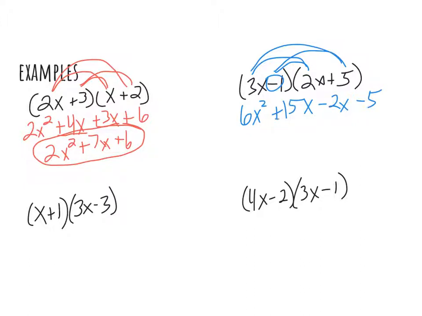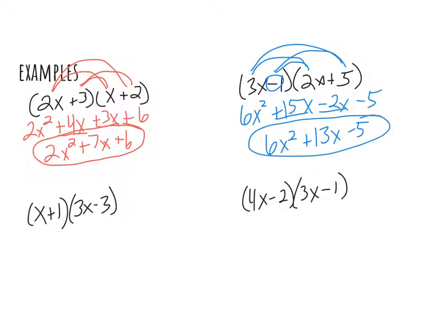Combining my like terms, I've got 15x minus 2x. That should give me 13x. So when I FOIL those two binomials, my answer is 6x squared plus 13x minus 5. Go ahead and give these last two a try on your own. Pause the video, show your work, and then when you're ready to go, you can hit play and see how you did.